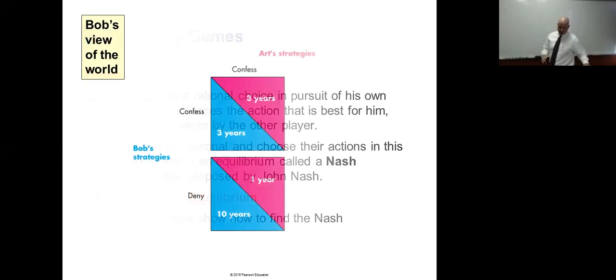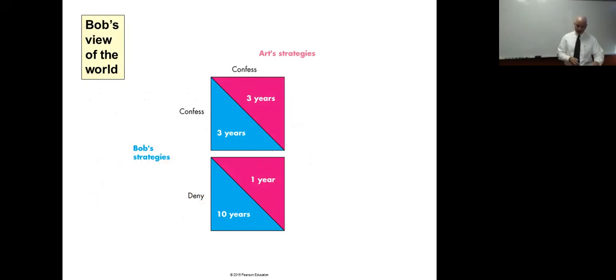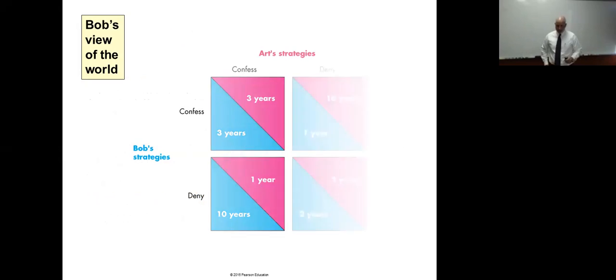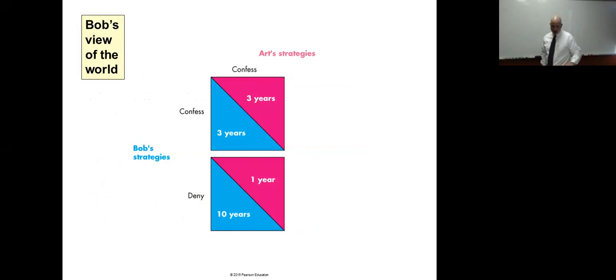How do we find the Nash Equilibrium? Let's look at it from Bob's view of the world. Again, if Bob confesses and Art confesses, what's the outcome? 3 each. So Bob has two choices. He can confess or deny. If he denies and Art denies, what happens? He gets 10.